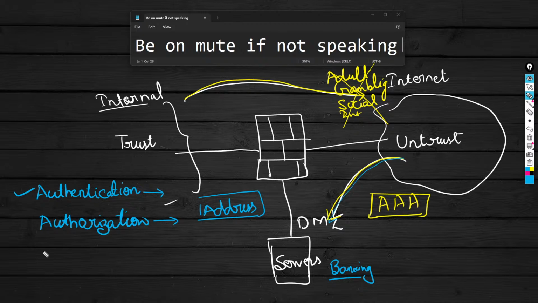The third A stands for accounting, and accounting is basically about the logs. That is, what are the things you are doing here, that is telling you the logs. So whatever we are doing, we are authenticating, you are being authorized, you are doing changes. Now it's your responsibility to log what is happening and what is not happening.